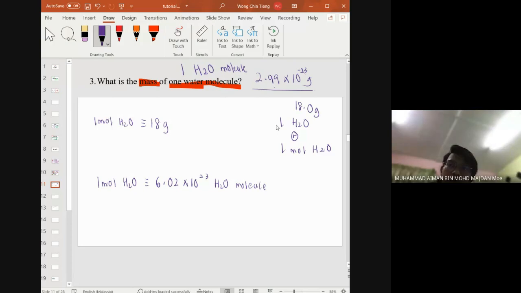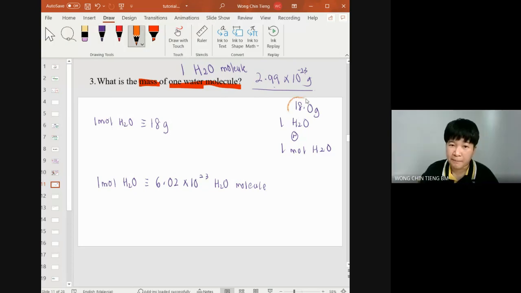Satu mol H2O. Yang kamu kata 18 gram tadi, yang majoriti orang kata tak ada jawapan lain, dapat 18 gram. 18 gram adalah berat untuk 1 mole H2O, and read my question carefully again. We are looking for the mass of one water molecule. So how many we want?